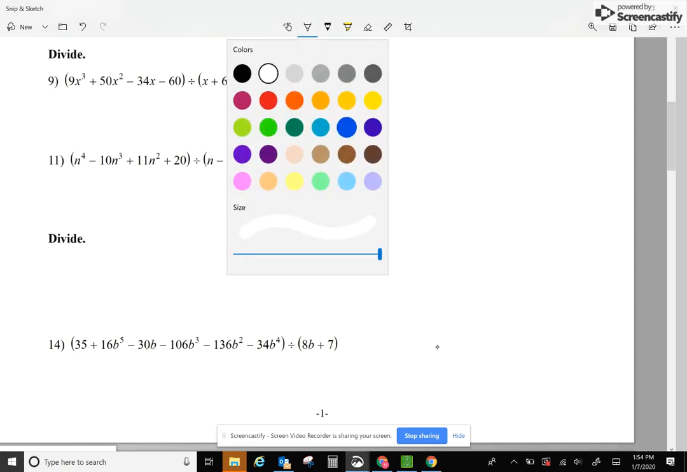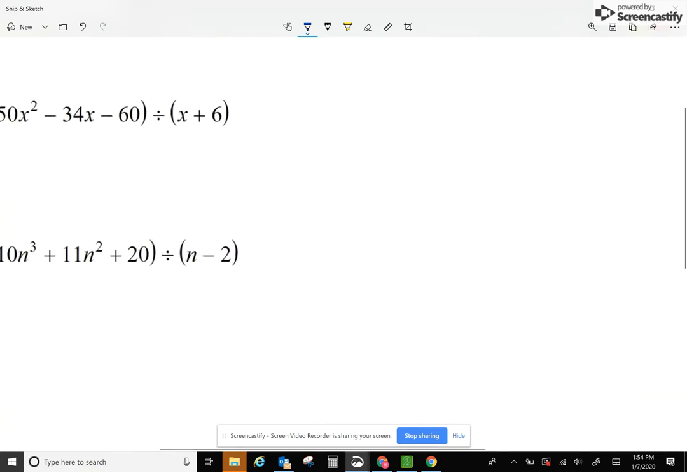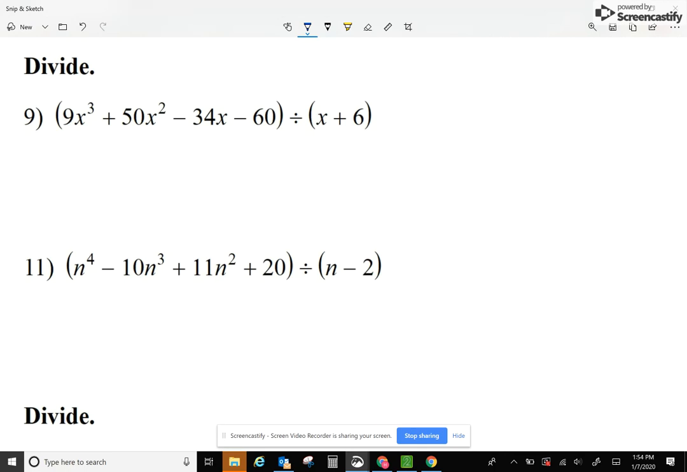All right, so now we're going to be looking at division. So on division, let me rewrite this to begin with. I'm looking at question number 9. Let me rewrite this as x plus 6. I'm going to divide this into 9x to the third plus 50x to the second minus 34x minus 60. Make sure the polynomials, both on the outside or inside, are in order. The exponents are in order, and you're not skipping any of the exponents.